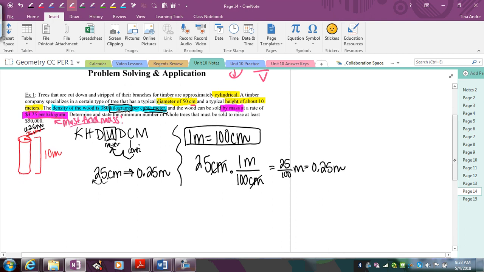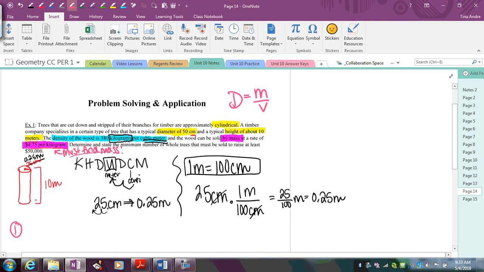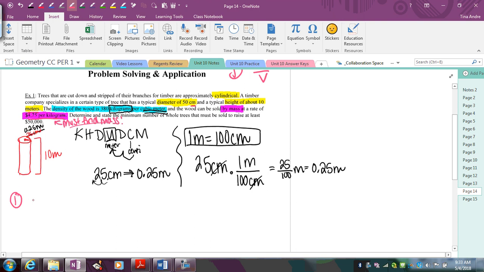So let's go ahead. I did my conversion. My first step here is going to be, we want to find the mass. In order to find the mass, we are going to use our volume.